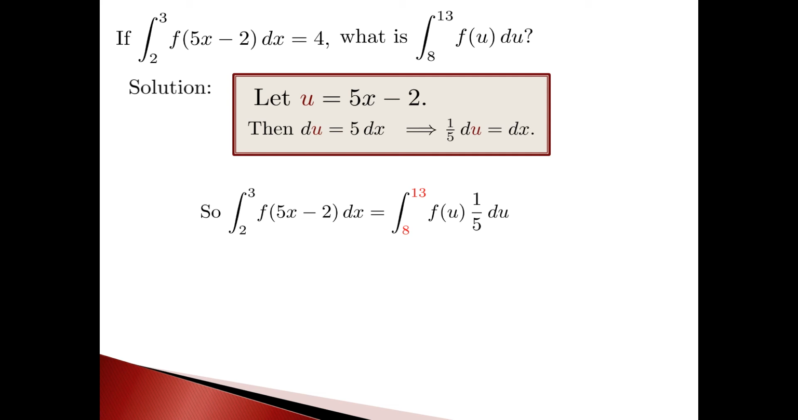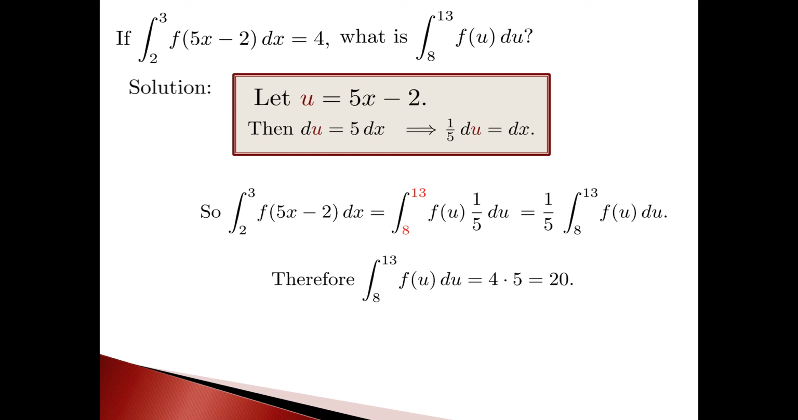So to finish off the problem, the original integral they gave us, which was 4, is equal to 1/5 of what they're asking us about. So the integral they're asking us about, solve for that integral by multiplying through by 5. And the answer is 4 times 5, which is 20.